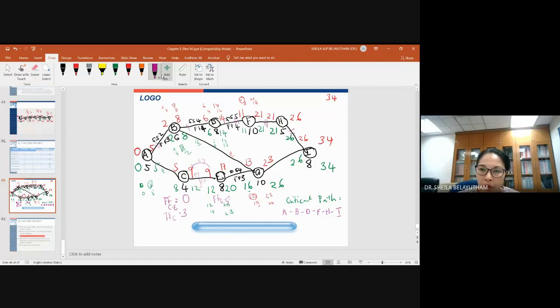So the free float for activity G would be normal finish to start, so it is the early start of the next activity minus the early finish of the current activity, no lag. So 26 minus 23 without any lag, so the free float for activity G to I is 3. Total float as well, G to I is 3. Your free float cannot go bigger than your total float. It's either the same or smaller than that. It will not go beyond that.